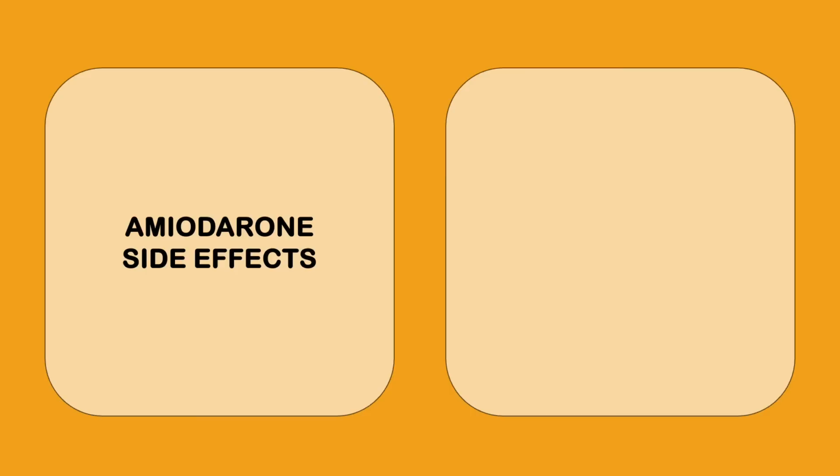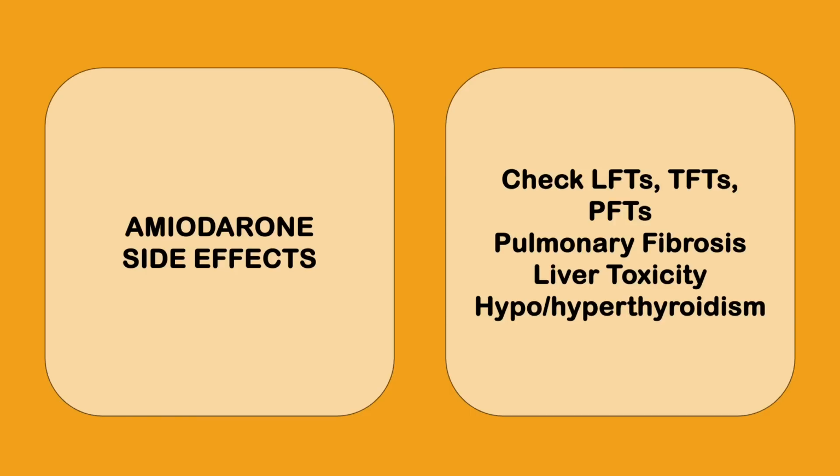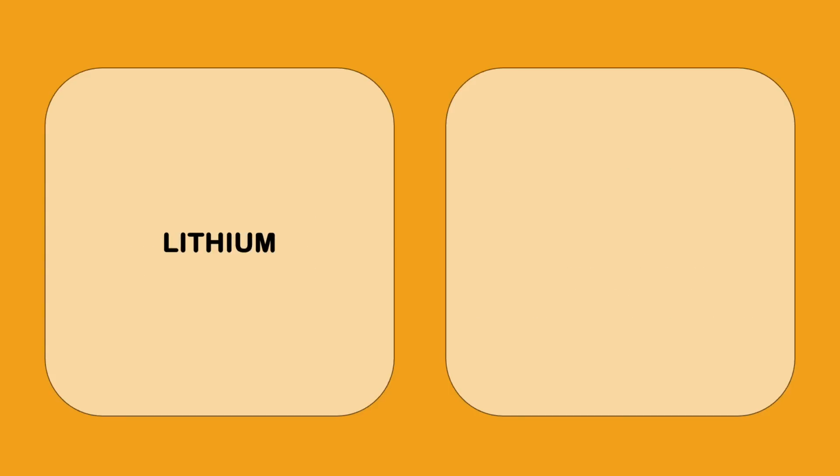Amiodarone side effects, you need to know this. You need to know them very thoroughly. You need to check the liver function test, thyroid function test, and pulmonary function test. So the side effects are pulmonary fibrosis, liver toxicity, hyperthyroidism. The other thing I would like to add over here is corneal deposits. As soon as you stop the drug, it goes away. So it is reversible. Corneal deposits are reversible.